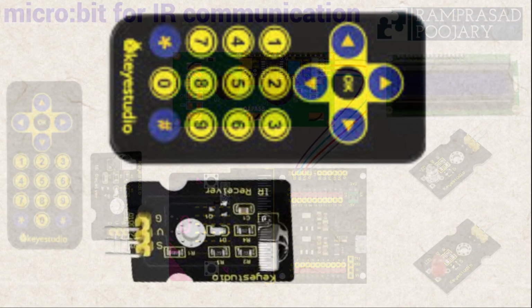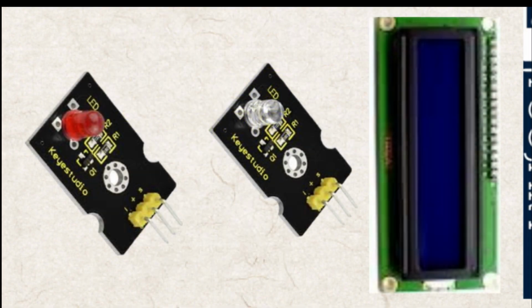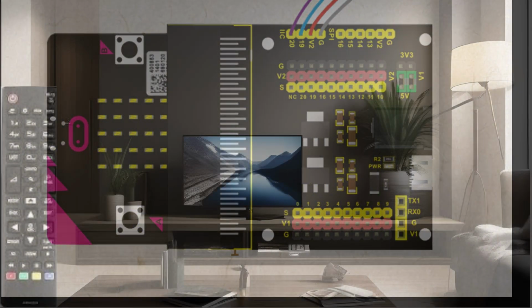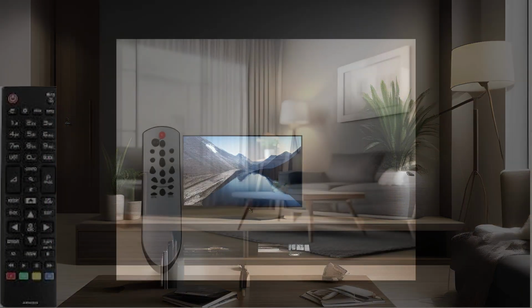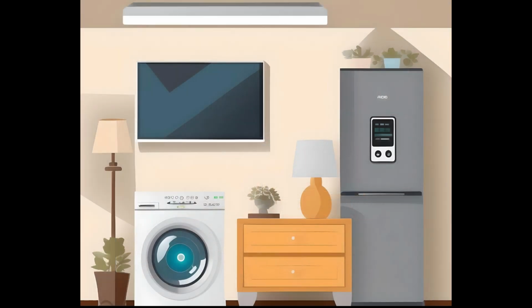In this session, we will discuss how an IR remote can be used to control LED lights and an LCD panel using the micro:bit version 2 board. We know that IR remote control is used for controlling home appliances like television, washing machine, air conditioning, etc.